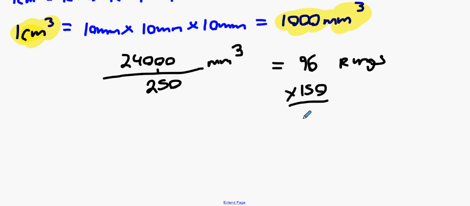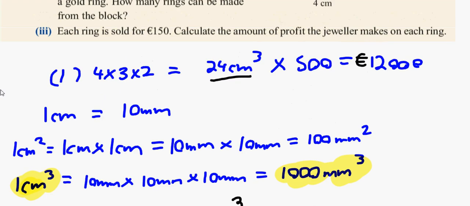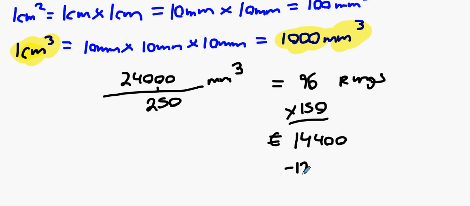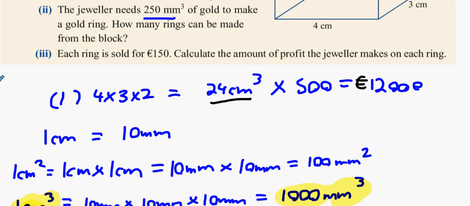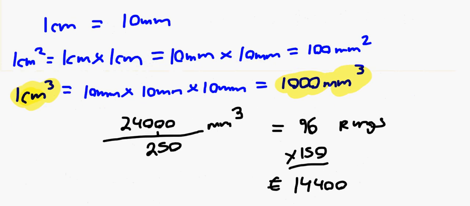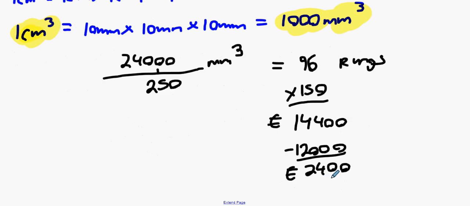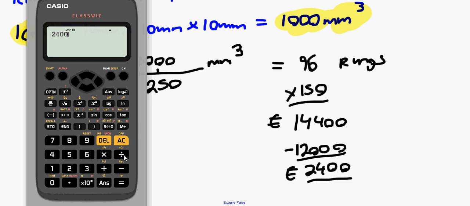Nice and loud. 14,400 euro. Do we make a profit on that? How much did it cost again? 12,000. Take away the 12,000 euro you spent on the block of gold and we make 2,400. Does it just ask for the profit or does it want the percentage profit? Profit. Profit per ring. Alright, so divide 2,400 by 96, and we get 25 euro made per ring.